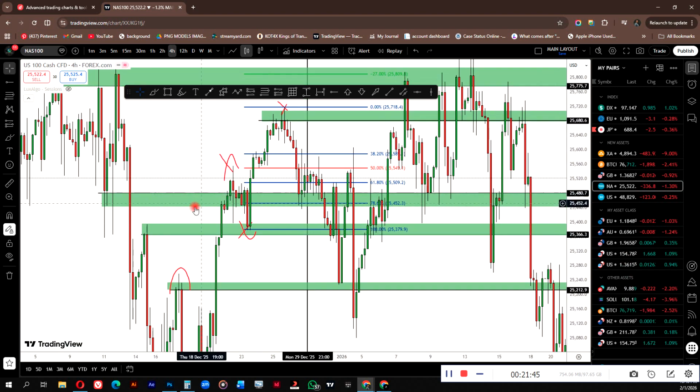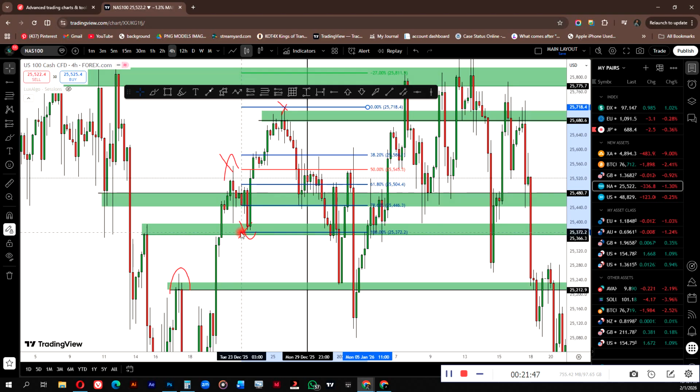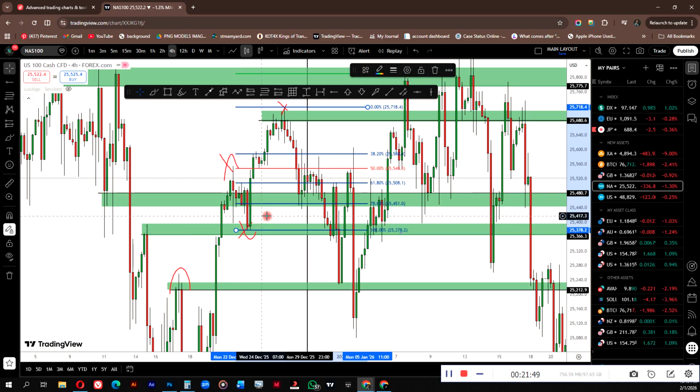Now, can you see this? I want to ask you, if I'm having a setup on the 4 hours time frame, what time frame am I going to break that chart down to in order to get an entry?